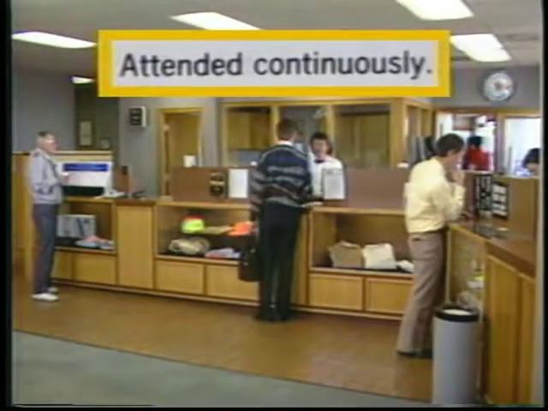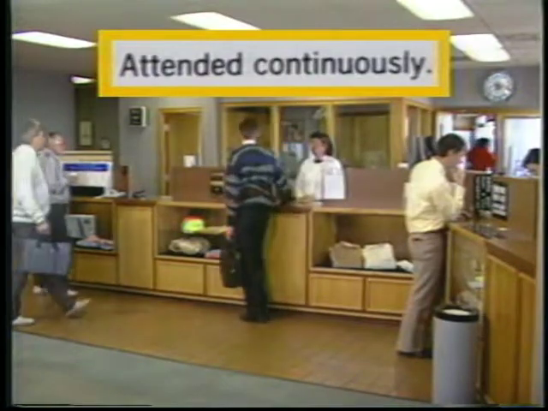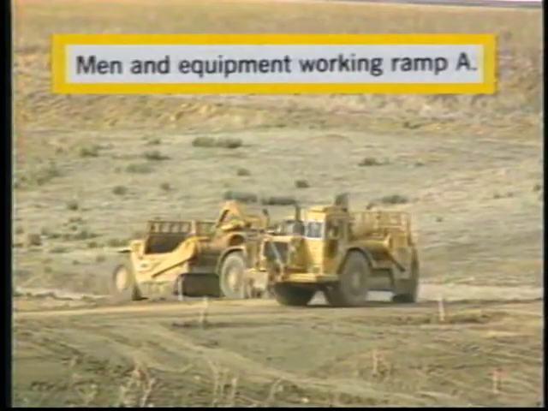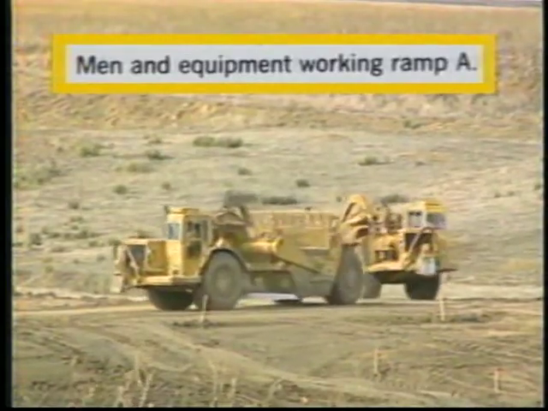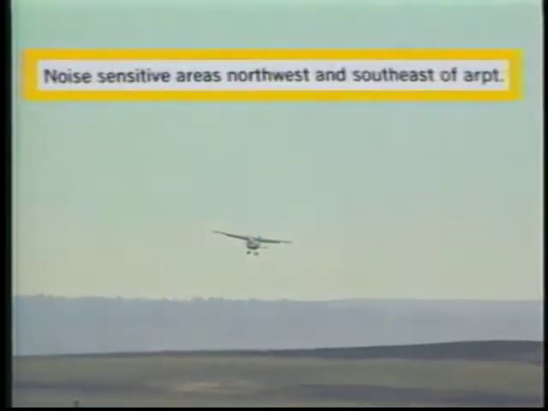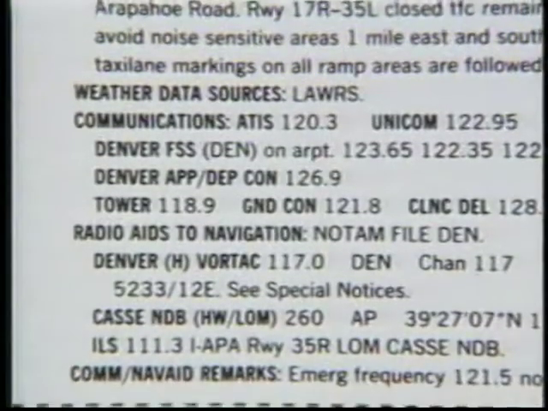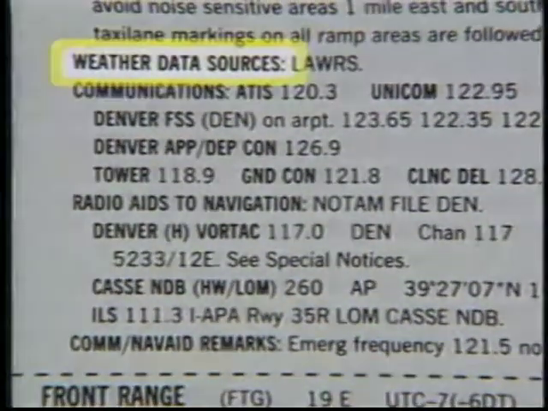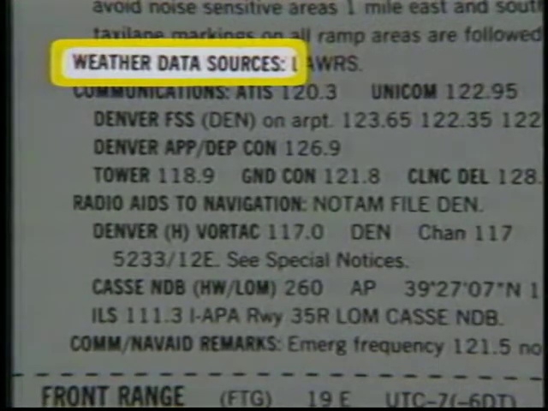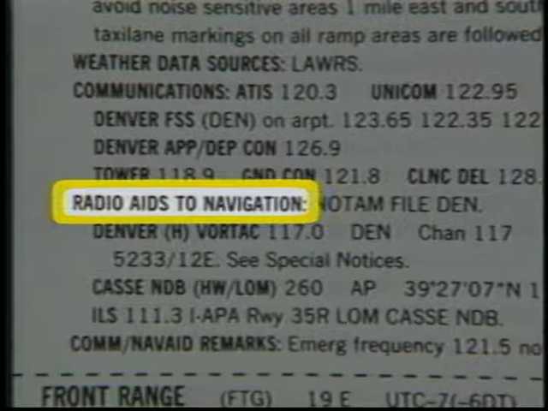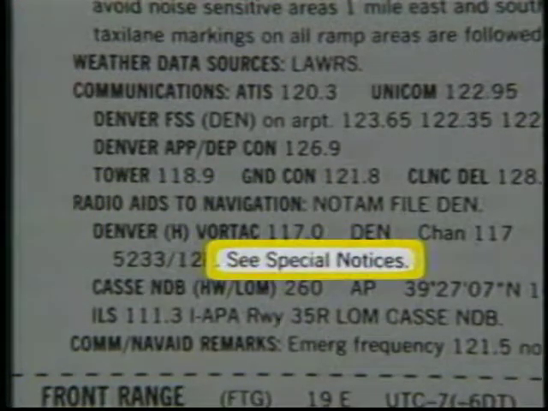Some of the additional remarks that relate to Centennial are that the airport is attended continuously, there are men and equipment working on Ramp A, and there are noise abatement procedures. The remaining sections of the directory listing for Centennial include weather data sources, communications information, and a listing of the various radio aids. Under the listing for the Denver VORTAC is a note to see the special notices.